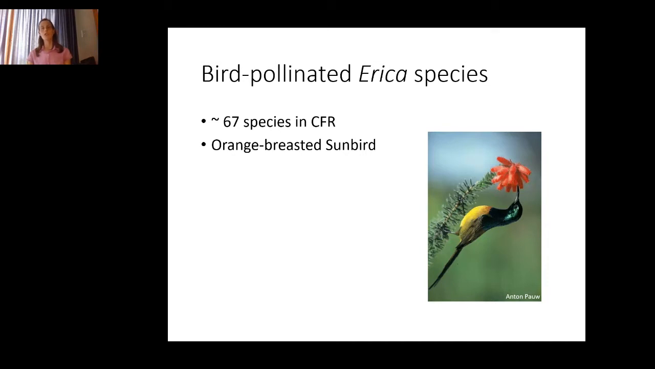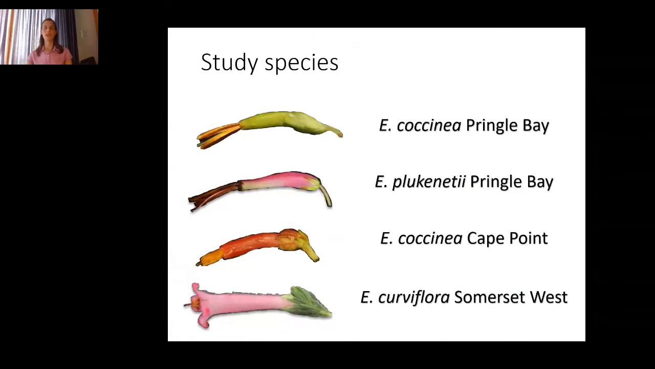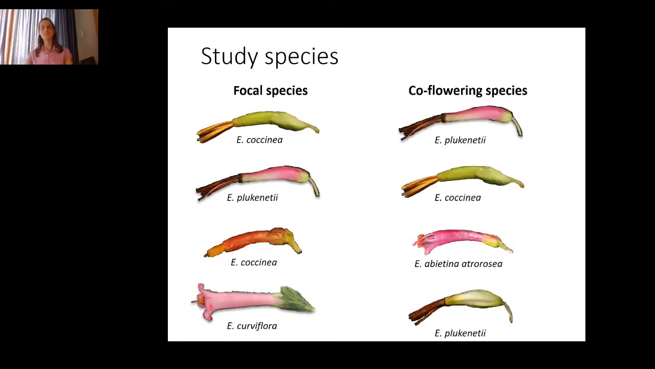And so when they share this pollinator species, it creates the potential for hybridization between species. And so there must be some barriers that prevent or maintain the species boundaries. So in order to investigate this, we looked at 4 populations of 3 different erica species, and we quantified the reproductive barriers. And here you can see our focal species, and each of them occurred with another bird-pollinated erica species flowering at the same location at the same time.